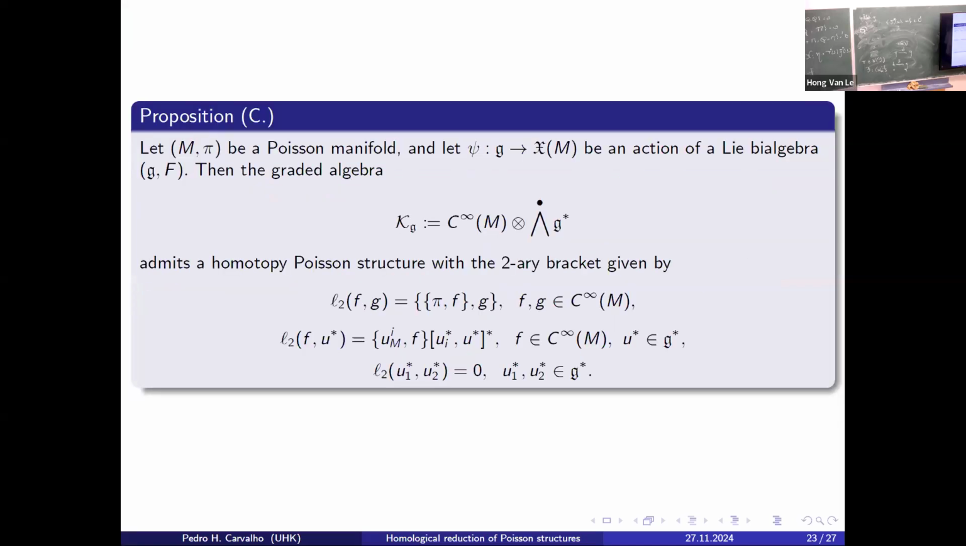But then you can write this proposition here. You can say that when you have a bialgebra action on this Poisson manifold, you have this algebra, and there's a homotopy Poisson structure here, where the first brackets are given like this. You have the usual Poisson bracket, but the bracket between the generator here and generator here is given by, you take derivative, and this bracket here is the bracket, because when you have a Lie bialgebra, you have a Lie bracket on the dual. And this is the bracket that appears here. Okay. And well, then this one is 0. But you can compute explicitly at least the first degrees of this bracket.